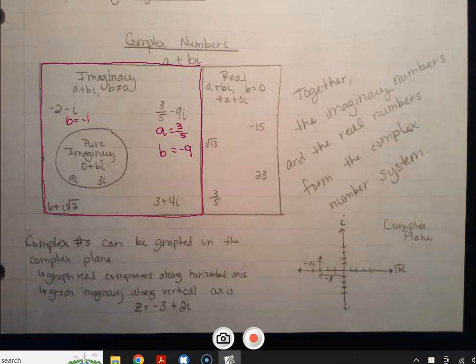Then we have the pure imaginary numbers. So that's when we have 0 plus bi. So there's really no a. So just the 9i, the 3i, 7i, any of those.